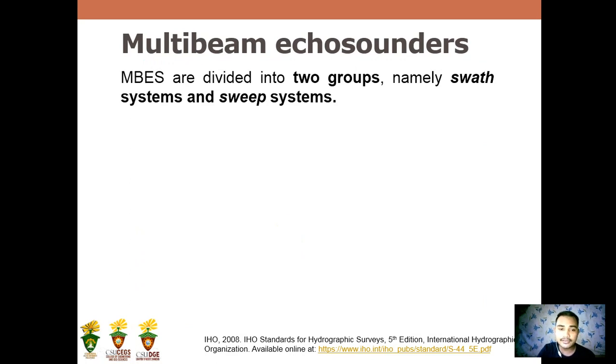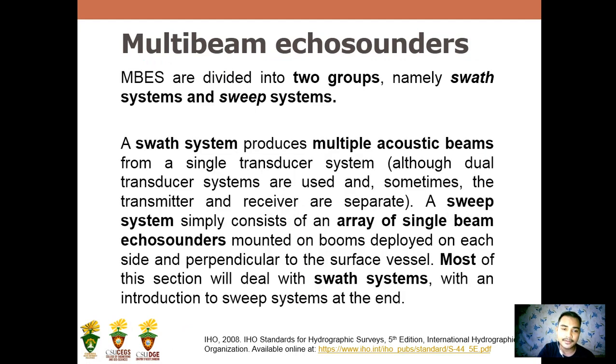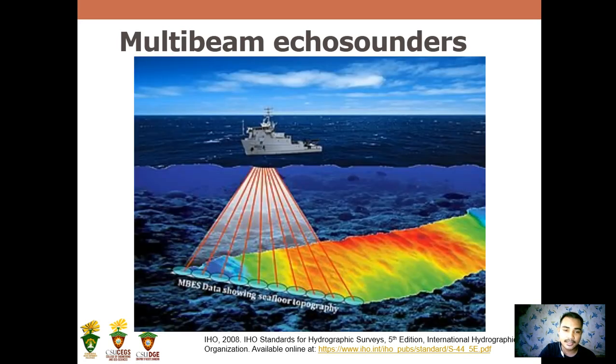So the multi-beam echo sounders are divided into two groups, namely the swath system and the sweep system. A swath system produces multiple acoustic beams in a single transducer system. From the word itself, it is understandable, swath is one transducer that emits many acoustic beams, similar to what we saw earlier, many single beams.